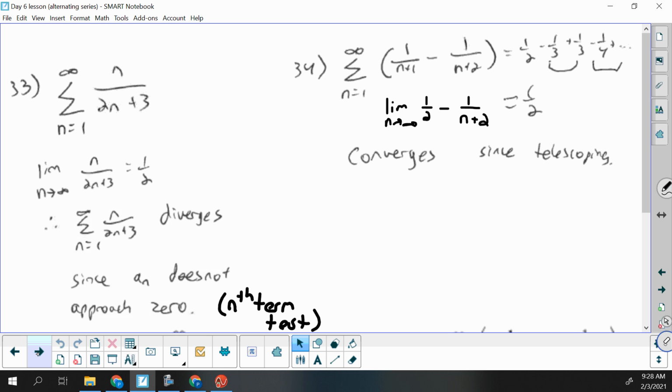In 34, if you write a couple of your terms, you get a 1/2 minus a 1/3, then a 1/3 minus a 1/4. If you kept going, you'd have a 1/4 minus a 1/5, and so on. So notice a bunch of those are going to wipe out. That's our telescoping. So as n goes to infinity, you're going to have your first term minus the last term. So 1 over n minus 1 over n plus 2. Well, as n goes to infinity, that second thing will go to 0. So this is just going to converge to a 1/2. And you would say because it's telescoping.